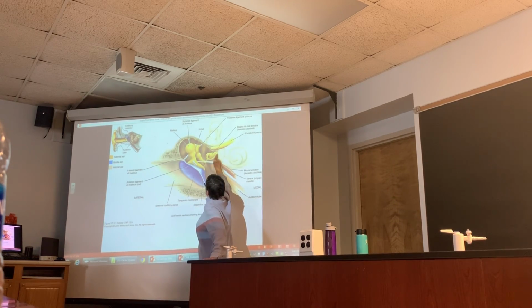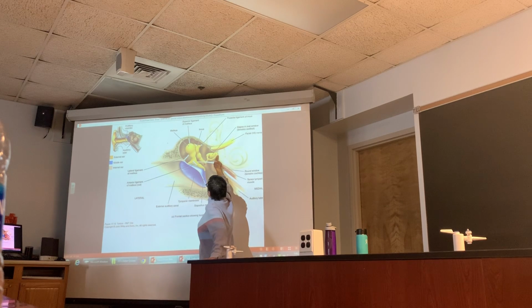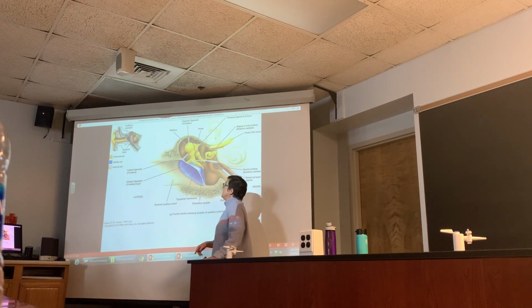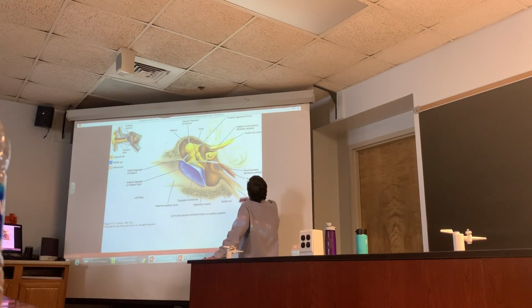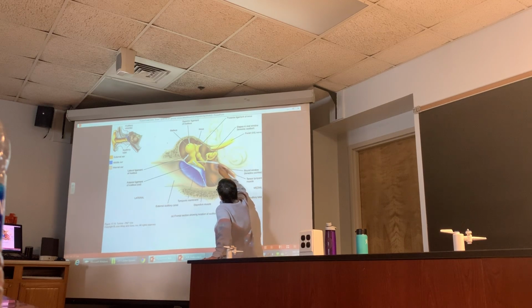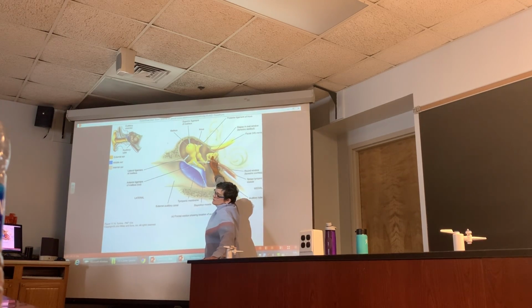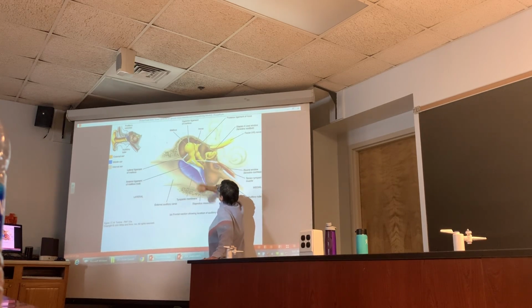But anyway, this is the stapes, and it covers a part of the cochlea called the oval window. There's also a round window, but we're not going to worry about that. But the oval window is where vibration is transmitted from the stapes to the cochlea. And we're going to look at that in just a moment.